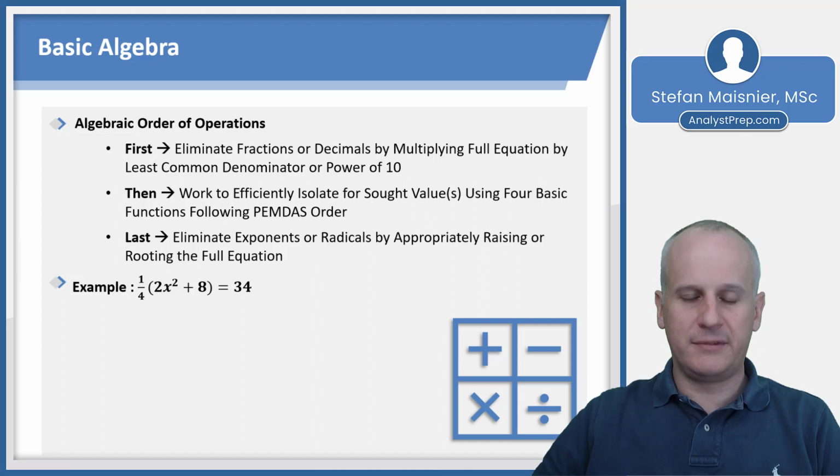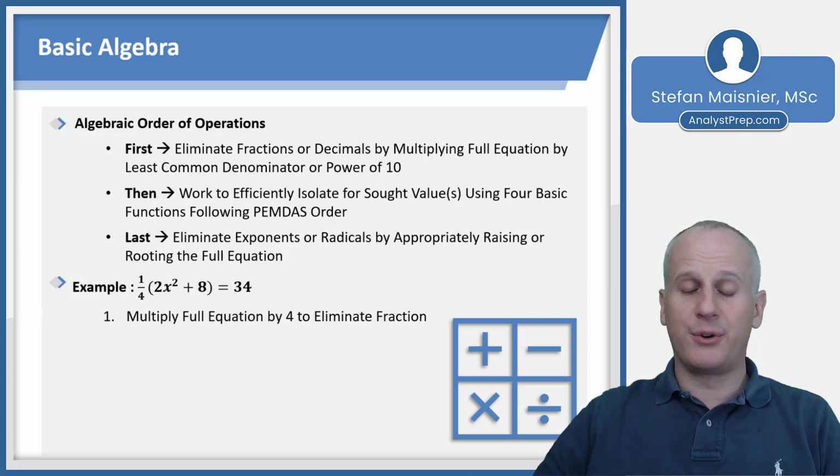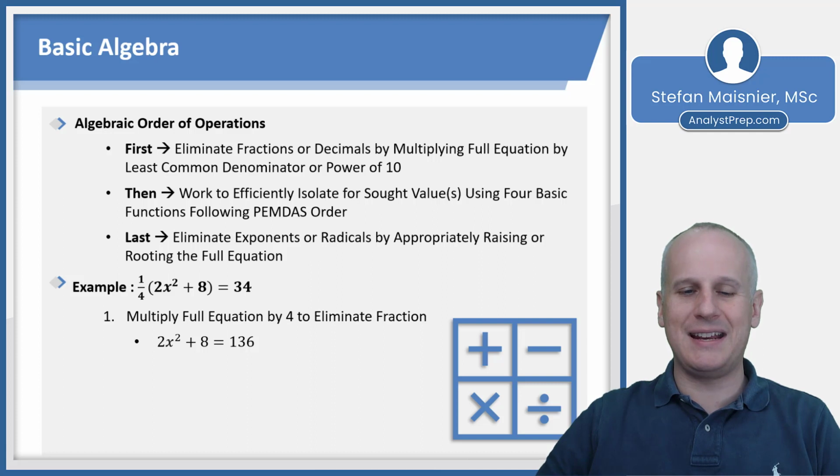So you can see the equation: 1/4 times the quantity 2x squared plus 8 is equal to 34. So first, we're going to multiply the full equation by 4 to get rid of that fraction. So we're just left with 2x squared plus 8 is equal to 34 times 4, which is 120 plus 4 times 4, 16. 16 plus 120 is 136.